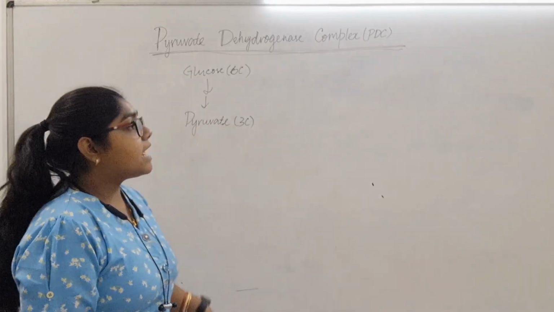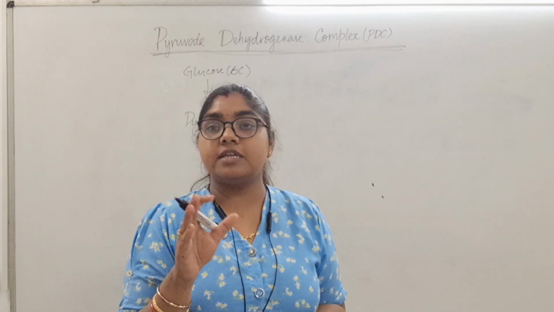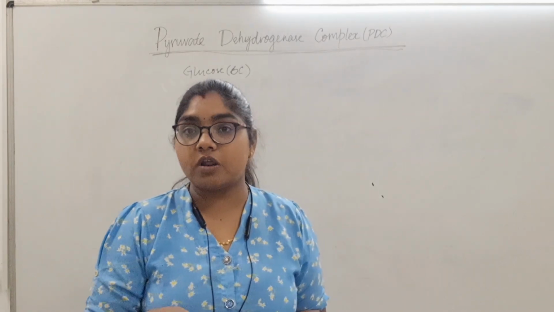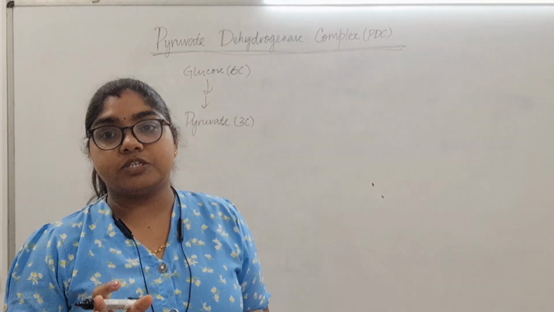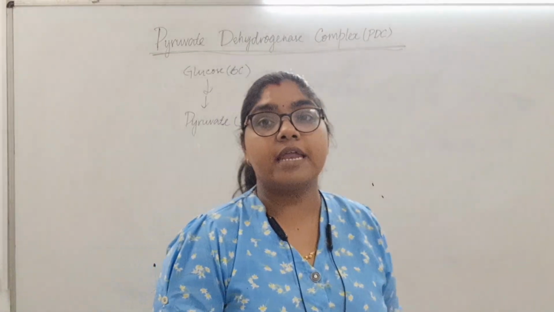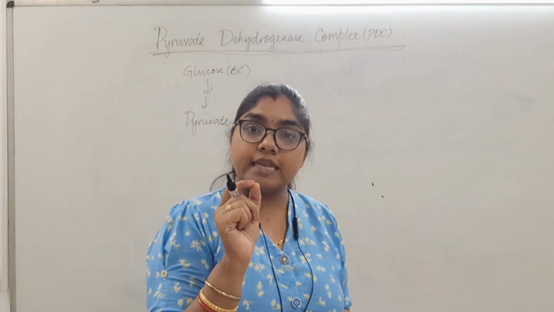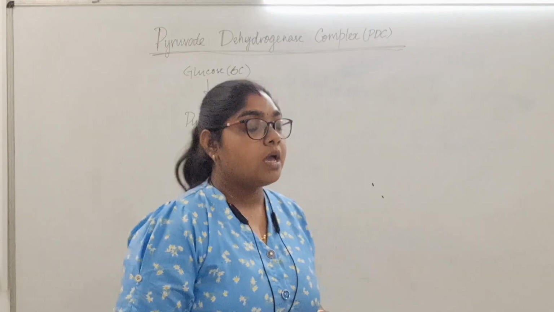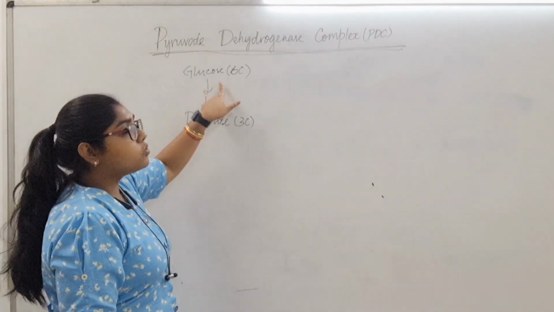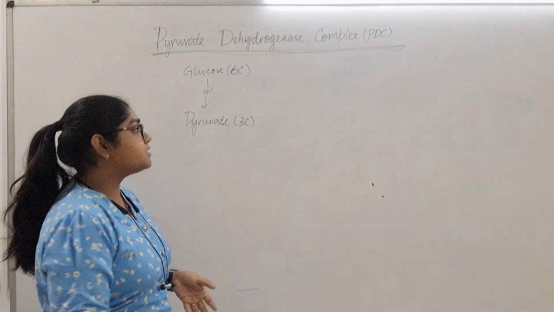And this glycolysis is always seen in every kind of organism, whether eukaryotes or prokaryotes. It is always present in all organisms and in all conditions, aerobic and anaerobic, in the presence of oxygen and in the absence of oxygen. But then this pyruvate, it converts glucose to pyruvate in the glycolysis process.